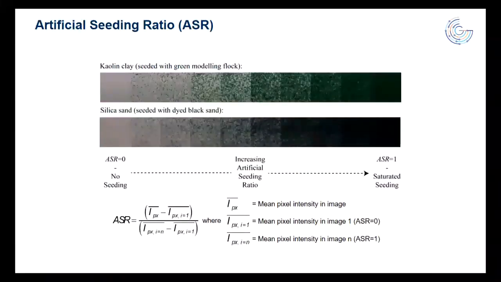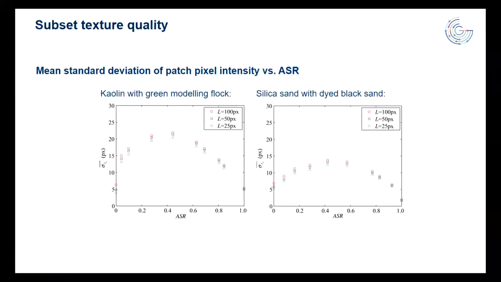What we do, in a sense, is we just define this artificial seeding ratio. We take the mean pixel intensity in our current image, the mean pixel intensity in the image with 0 seeding, an ASR of 0, and the mean pixel intensity in an image saturated with seeding, an ASR of 1, and we define what the ASR is for our sequence of images moving left to right on the top there. What you find is if you plot the standard deviation of the measurement errors for a population of PIV data, it correlates nicely with this artificial seeding ratio.